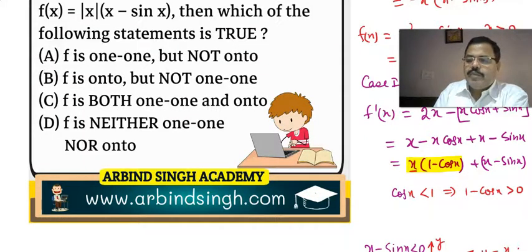So this one is also positive. This is positive and this one is also positive. So overall, this whole expression is positive. We can write that this is greater than 0. This expression is nothing else but greater than 0.